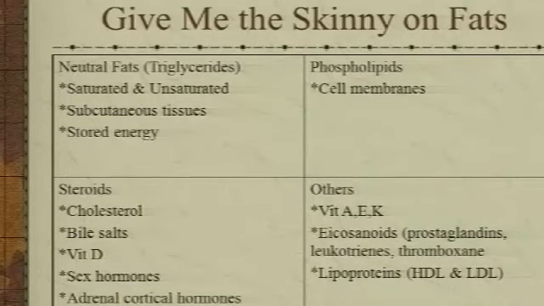Eicosanoids are actually fats that are stored in cell membranes that release prostaglandins, leukotrienes, and thromboxane. Those three chemicals are important in inflammatory processes, allergic responses, and some contraction of smooth muscles. They're released right from cell membranes. They provide our immediate response to injury in the body. They provide a lot of different functions.